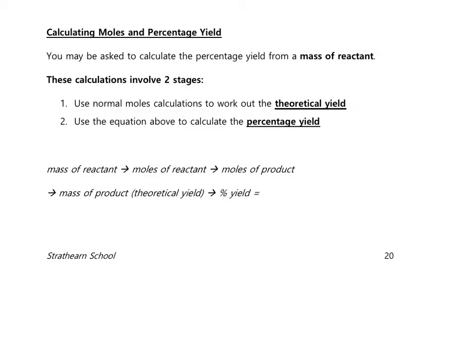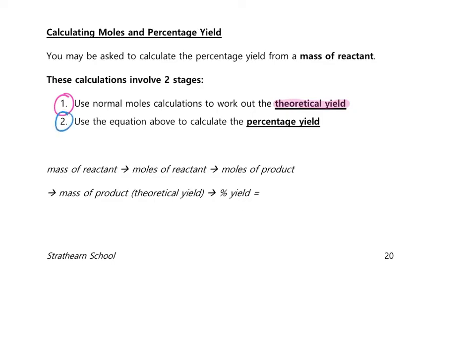So let's continue on with some more percentage yield calculations, and let's introduce moles into those types of calculations. Sometimes you're given the mass of a reactant and asked to calculate the percentage yield from the mass of reactant. What you need to identify from these types of questions is that it involves 2 stages. Number 1 is that we use normal moles calculations to calculate the theoretical yield. That's the amount in theory that we would produce, and that's basically the type of moles calculations that we've been doing up to now.